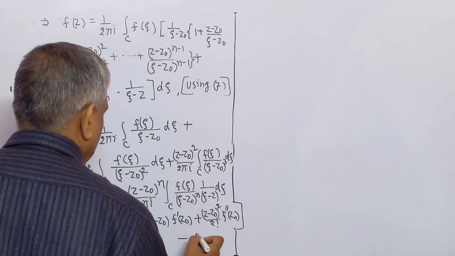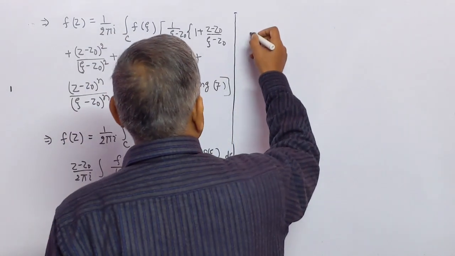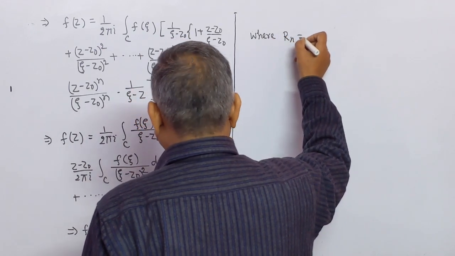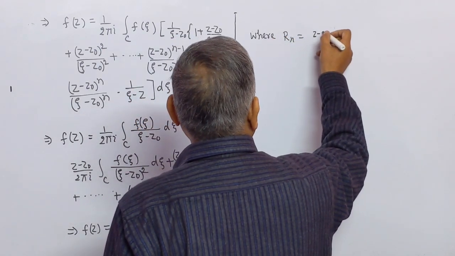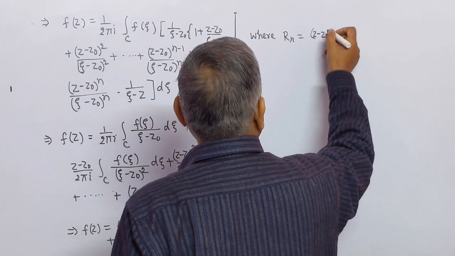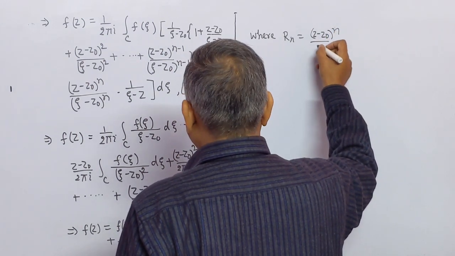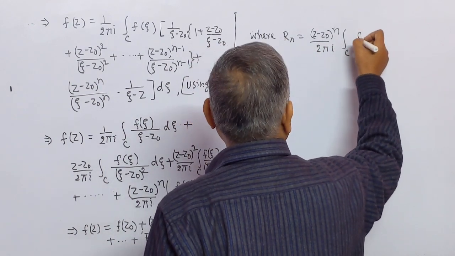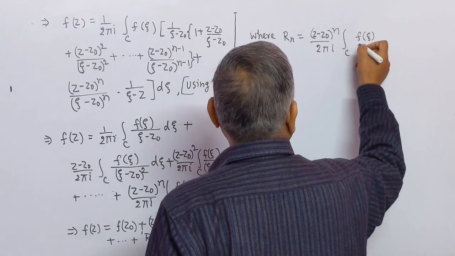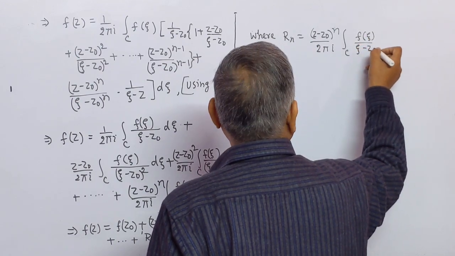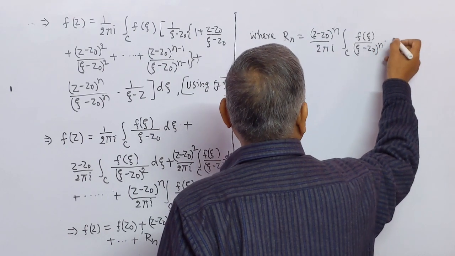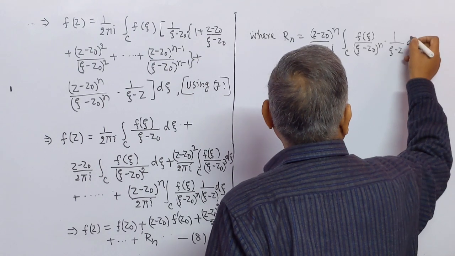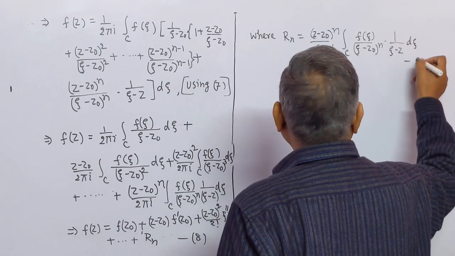this is number 8, where Rn equals (z − z₀)ⁿ by 2πi, integration along the circle C, f(ξ) by (ξ − z₀)ⁿ, multiplied by 1 by (ξ − z) dξ. This is number 9.